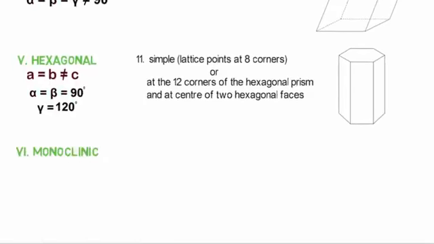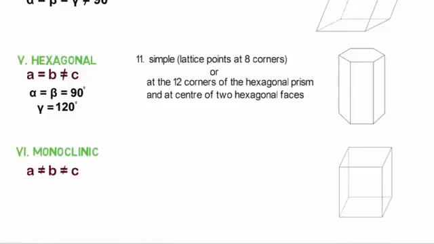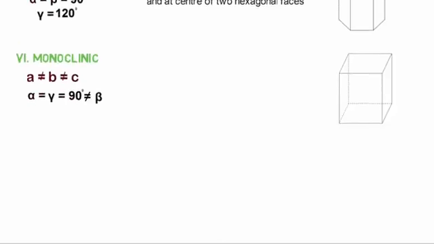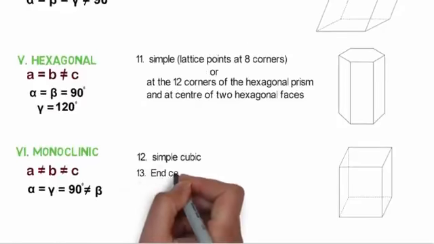The next one is monoclinic, where A, B and C all have different lengths and alpha and gamma angles are equal to 90 degree but not equal to beta. Monoclinic structure can have simple cubic and end-centered lattice structure.